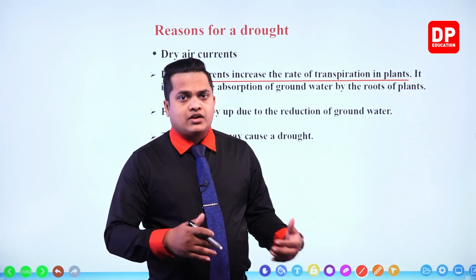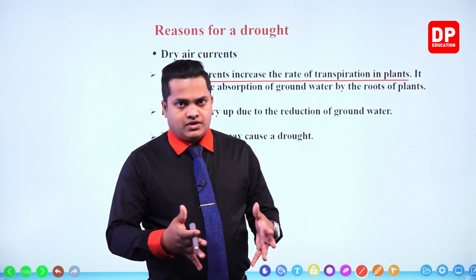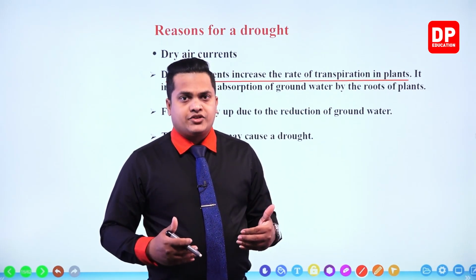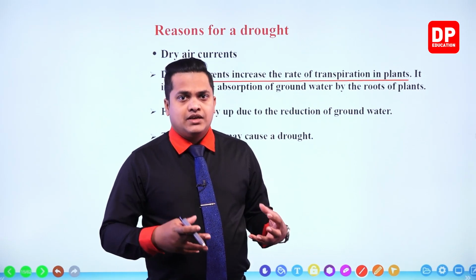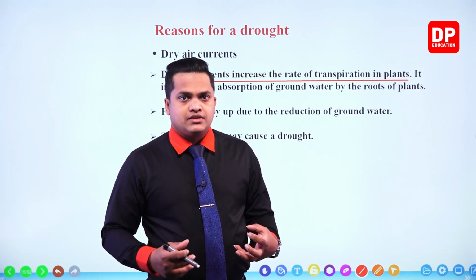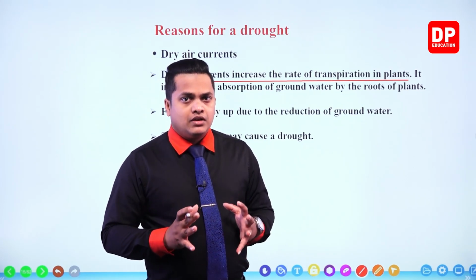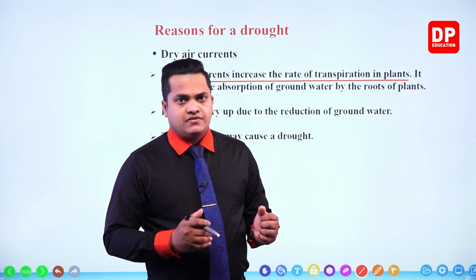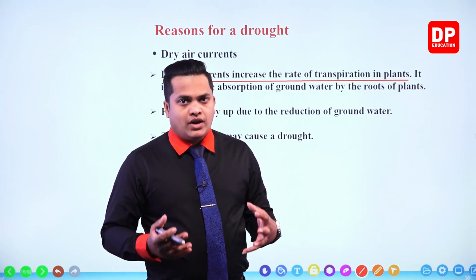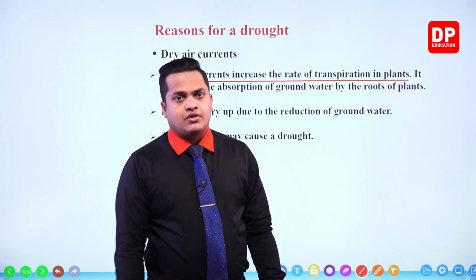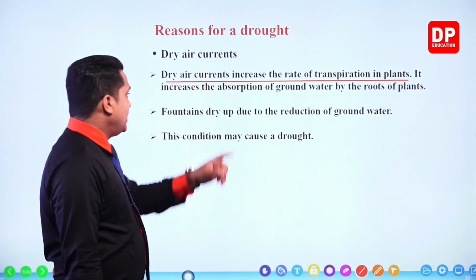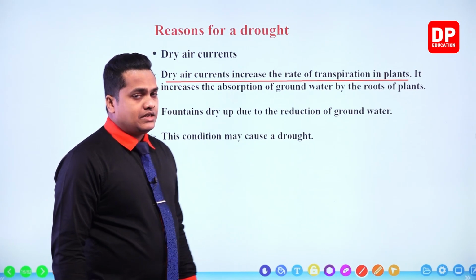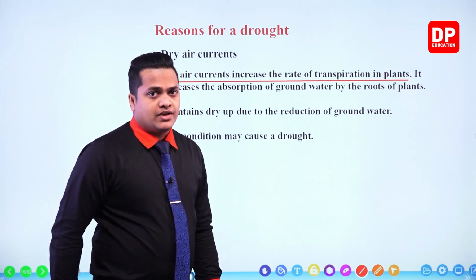You know that plants absorb groundwater and surface water, no? So when transpiration increases, this absorption process also increases. That will lead to a decrease in groundwater level and also surface water. Due to lack of water, my dear children, droughts are going to occur. Here it is given that it increases the absorption of groundwater by the roots of plants.